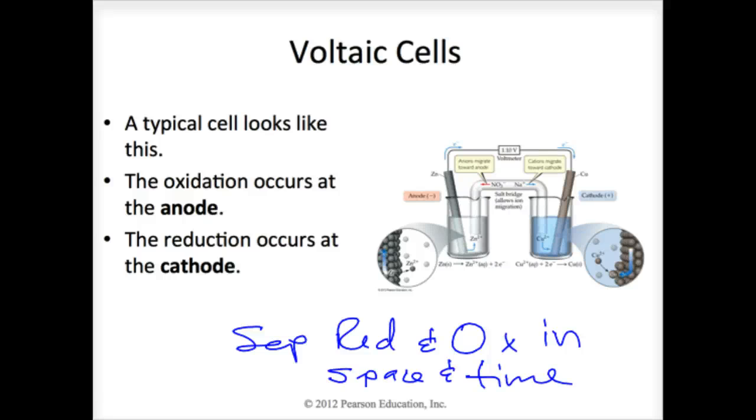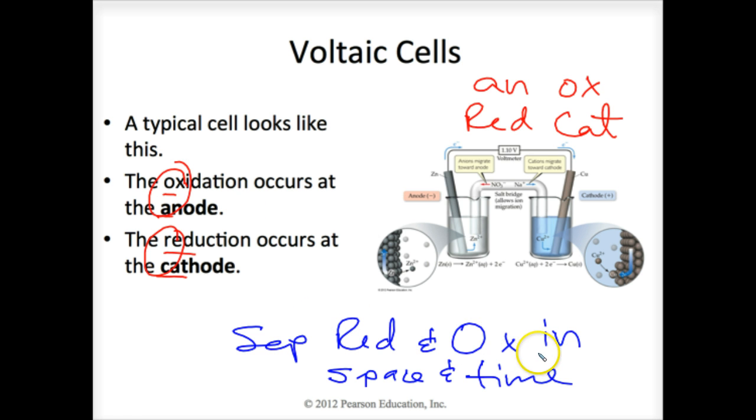The second thing is no matter what cell we look at, oxidation will always occur at the anode and reduction will always occur at the cathode. Now, you can remember this a variety of ways. You can remember an ox and a red cat, or you can remember that the consonants go together and the vowels go together. It doesn't really matter how you remember, you just have to know that no matter what.